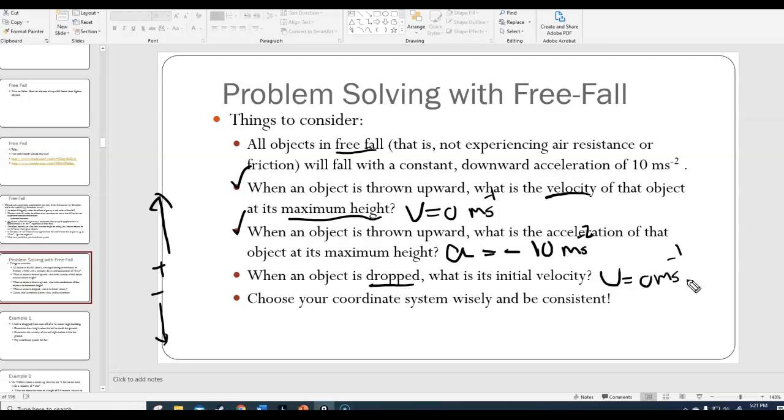Now you can definitely throw something down, but if you just drop an object and you're not given any more information besides that, then you can assume the object begins to fall with an initial velocity of 0 meters per second. Then it's going to accelerate down due to gravity. So just keep those problem-solving tips in mind. Now we're going to do two examples solving problems with free fall.